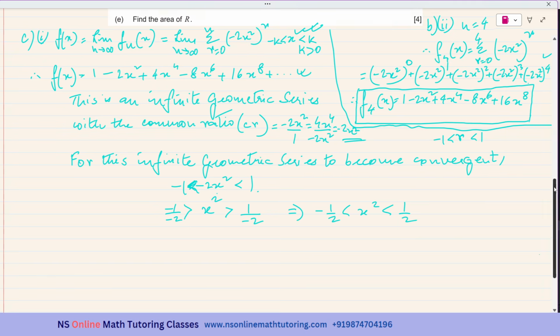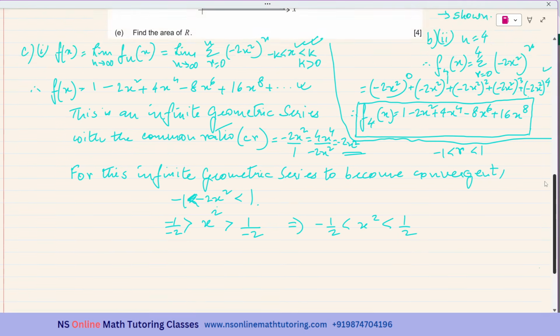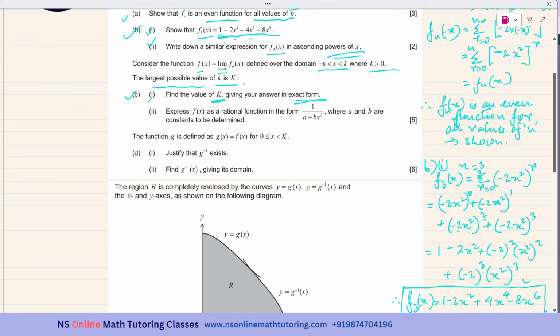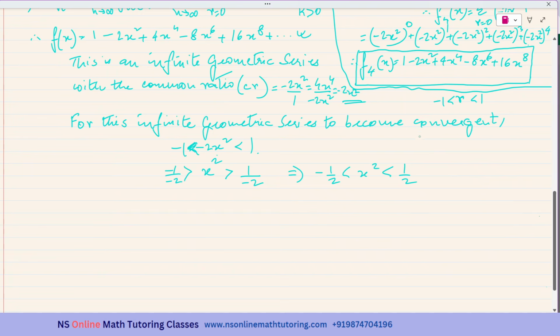And the question is asking for the maximum value, the largest possible value of k. X is between negative k and positive k, and the maximum possible value of k should be the capital K. That means this one. Since we are interested in the maximum, I am taking only this part.